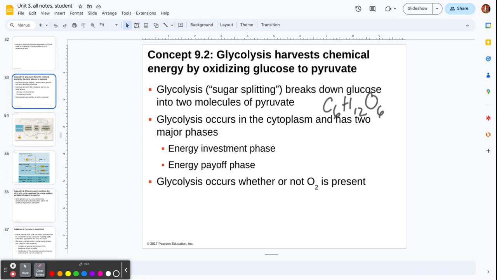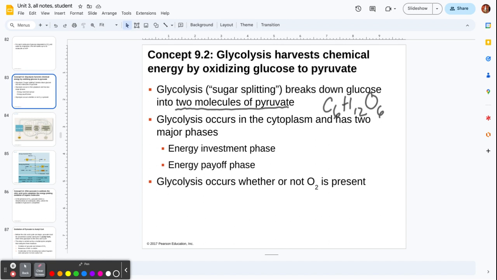C6H12O6. That's glucose. And what we're doing is we're going to break that down into two smaller molecules. I don't know the formula for pyruvate. But basically, we're making our glucose into 3 carbon molecules. So we take it and split it down the middle, and now we've got 3 carbons rather than our 6 carbons. But we have 2 of them. We have 2 molecules of pyruvate.